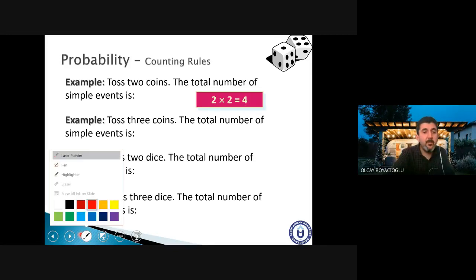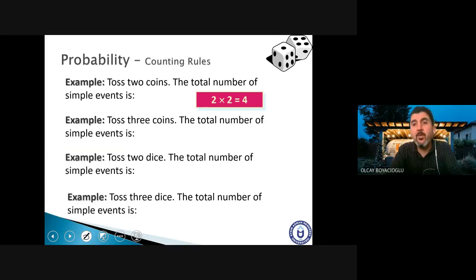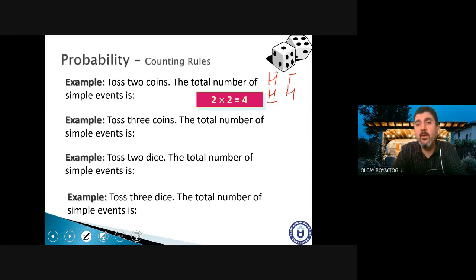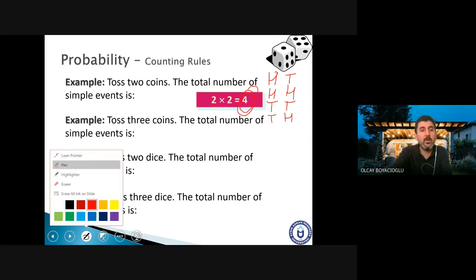Let's list them. In the first one could be, sorry about that, first one could be a head, and then second one would be tail. First one could be head, second one could be head. First one could be tail, second one could be tail, and first one could be tail, second one could be head. Okay, these are 4 different outcomes. Here it is, 4. We knew that already.